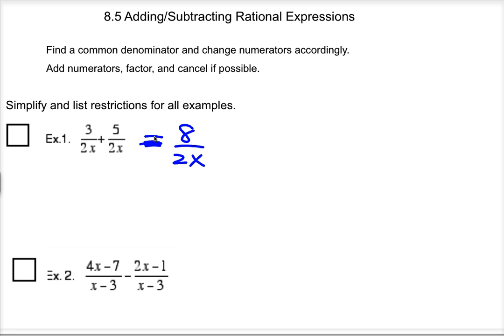leave the denominator, reduce, take a 2 out of both. This one will be 4 over x. Also looking for restrictions. X can't be 0. Can't have the bottom equal 0, and 2 times 0 is 0. So that's a restriction and the only one.